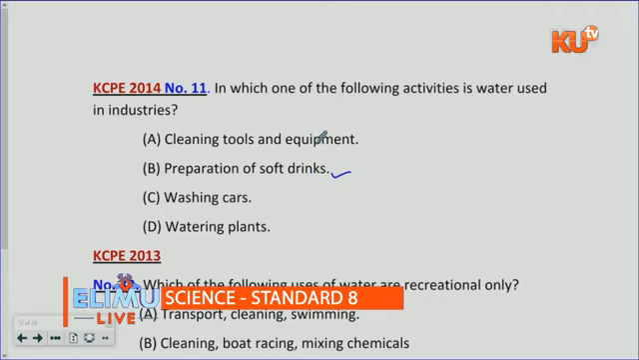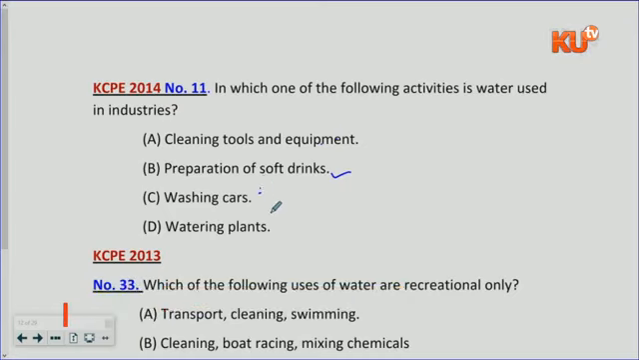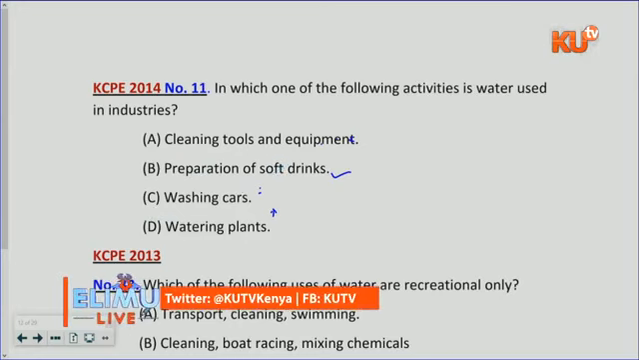Cleaning tools and equipment is for farm, and remember it's for industry. Washing cars, this one is for industry. Watering plants in the farm. Cleaning tools and equipment, this one is both for farm and industry. Washing cars, we looked at the previous work, it was for industrial. But in this question, because of washing cars, many learners went for it, but they marked choice B, preparation of soft drink. That's why earlier I mentioned about it. So examiners, there are some ways they use to confuse learners, but if you use elimination method, you can come back to it. You cannot skip choice B, you go to choice C, because this one is almost correct.